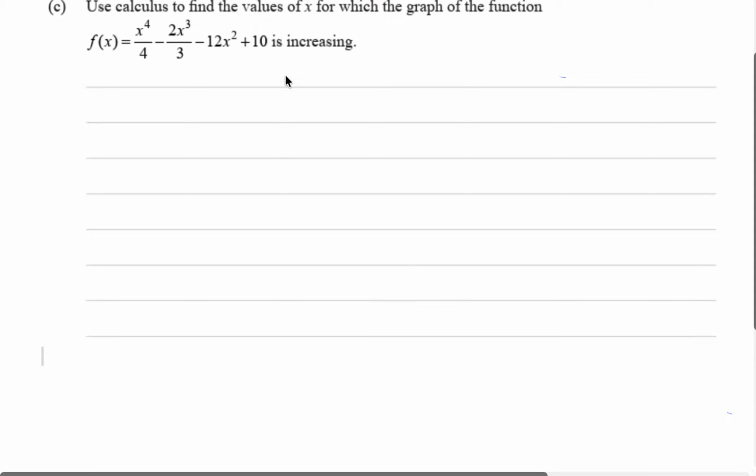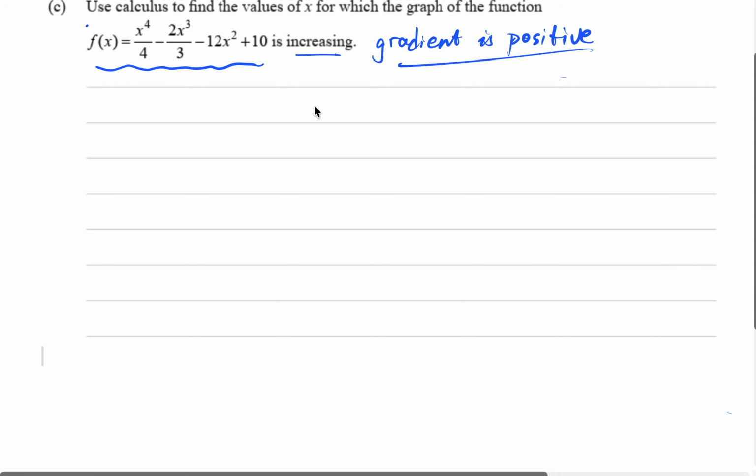Okay, let's have a look at this question for 11th July. Use calculus to find the value of x for which the graph of the function is increasing. Increasing in calculus means the gradient is positive. So I'm looking for the x value where the gradient of this function is positive.